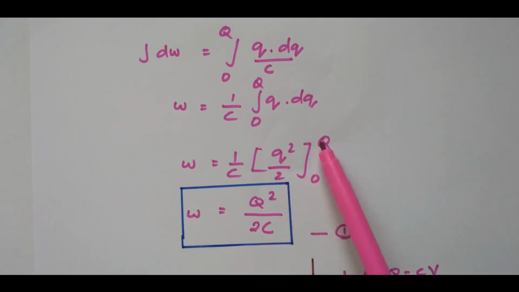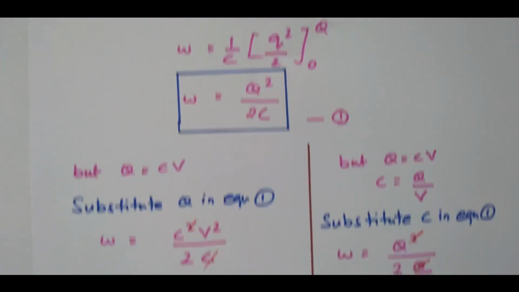By substituting this limit, small q is replaced by capital Q, so we get Q square divided by 2C. Take this as equation number 1. This is one formula for the energy stored in a capacitor: Q square divided by 2C. We will see another two formulas.